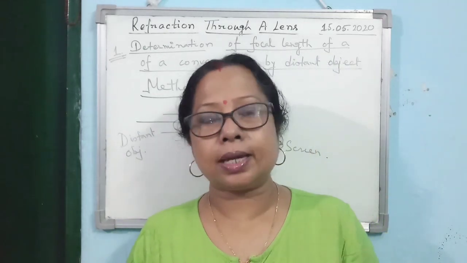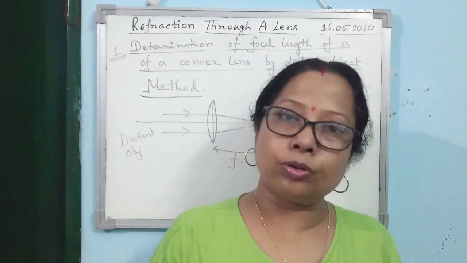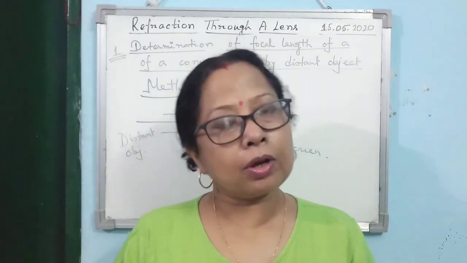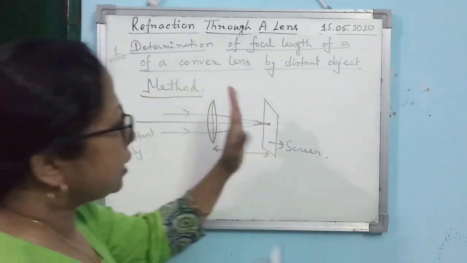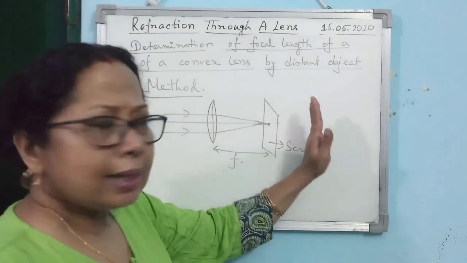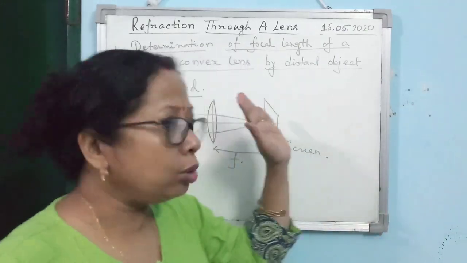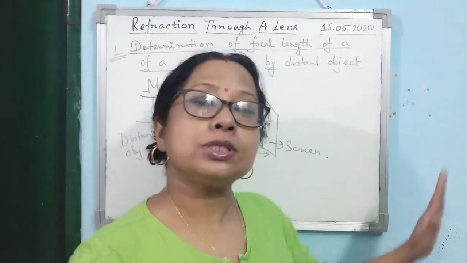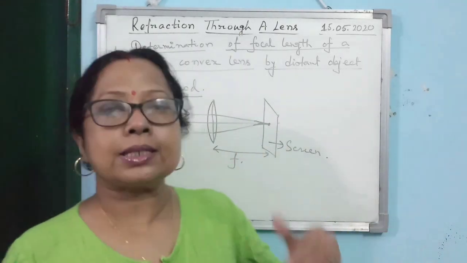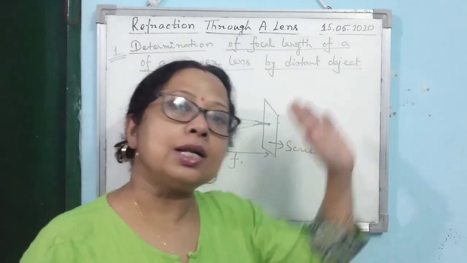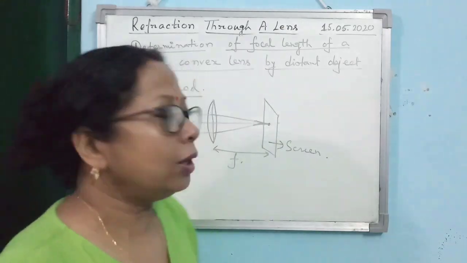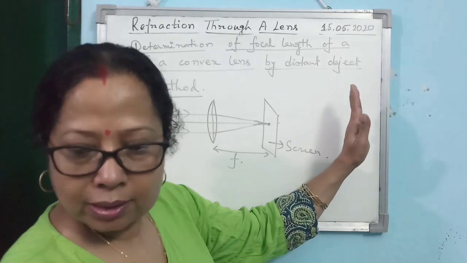You just take a convex lens whose focal length you want to determine, and then you go near the window of your physics lab. Suppose this hand is the convex lens and here is the window. Then look through the window and choose a distant object. When you are standing near the physics lab window, you may choose the boundary wall or any tree near the boundary as the distant object.